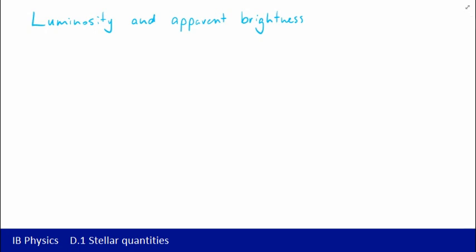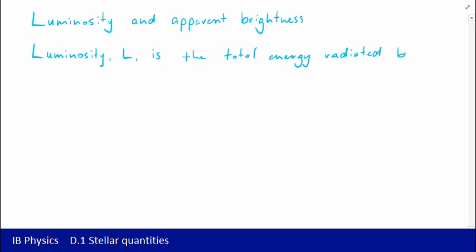The last concepts that we need to cover in D.1 on stellar quantities is about luminosity and apparent brightness. Now, luminosity is a fairly straightforward sort of term, really. If you think about it, it's about how luminous an object is. But we need to be a little bit more specific than that. Luminosity is considered to be the total energy that's being radiated from a star. And when we say total energy, we mean all forms of electromagnetic radiation and in all directions. And it's the amount of energy radiated per second.